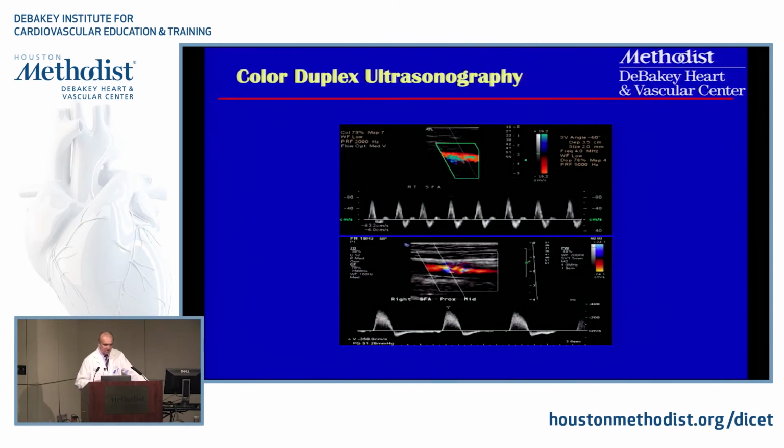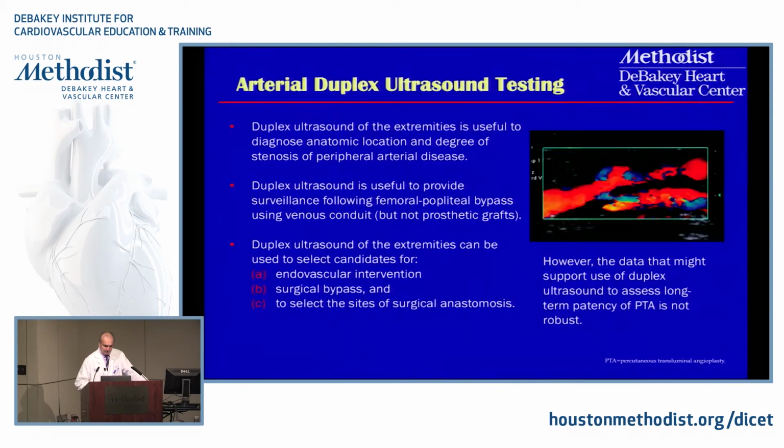So one of the tests that you can use is color duplex ultrasound, and you're trying to identify flow accelerations in areas that would correspond to obstruction. Some of the advantages of this, obviously, is that it can help you in localizing the area of the abnormality, as well as getting some assessment of the severity of the stenosis.